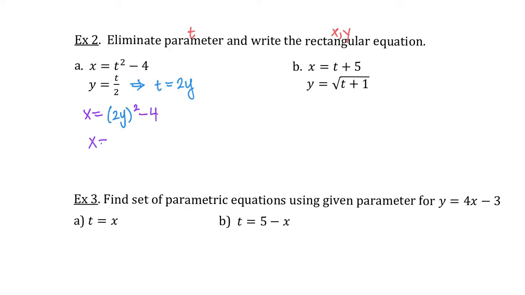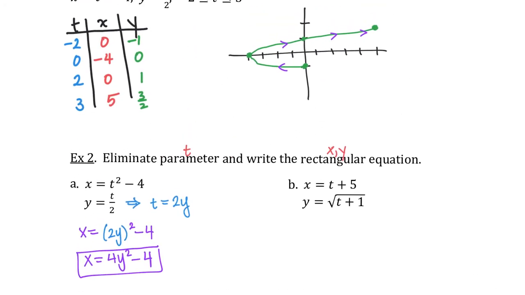Okay, and then I'm going to simplify it a little. So 4y squared minus 4. You can leave it like that. If you want to put it in quote-unquote standard form, you could add the 4 to the other side. But I've eliminated the parameter. There's no more t in the equation. It's only in xy form. And if I graph this, it would make this graph here, except without the domain restriction.